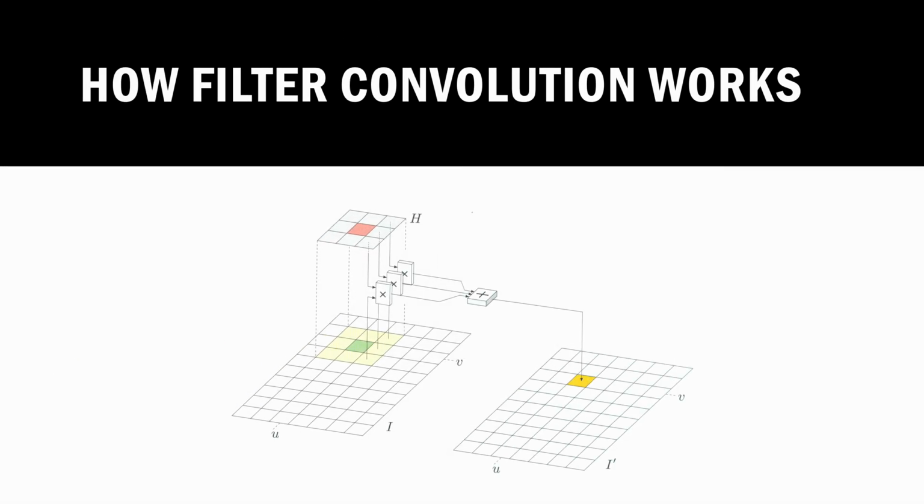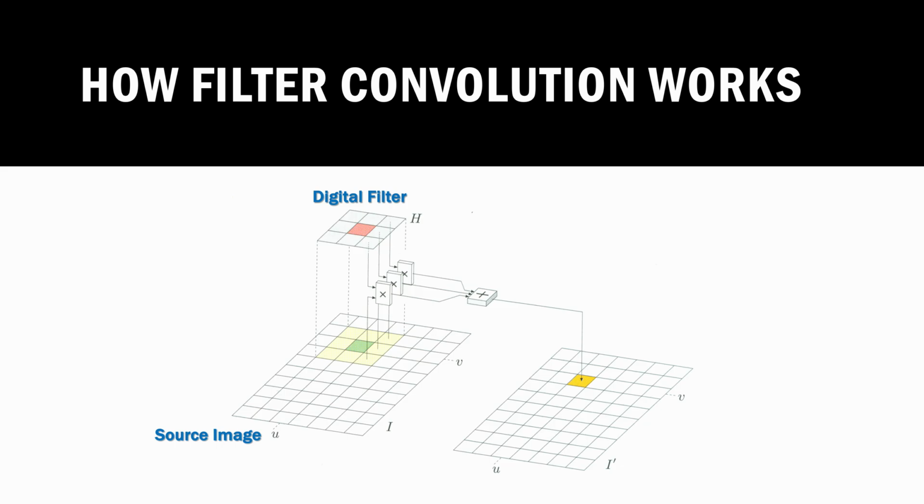The process of applying a filter to a digital image is called filter convolution. In this diagram, the large grid on the left is the source image, and the smaller 3x3 grid above it represents the digital filter. To perform convolution, we align the center of the filter with a pixel in the source image. The filter covers a small region of the image around that pixel.